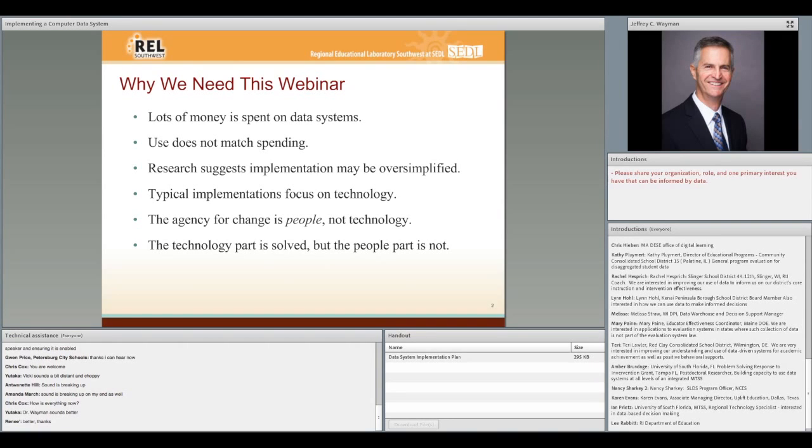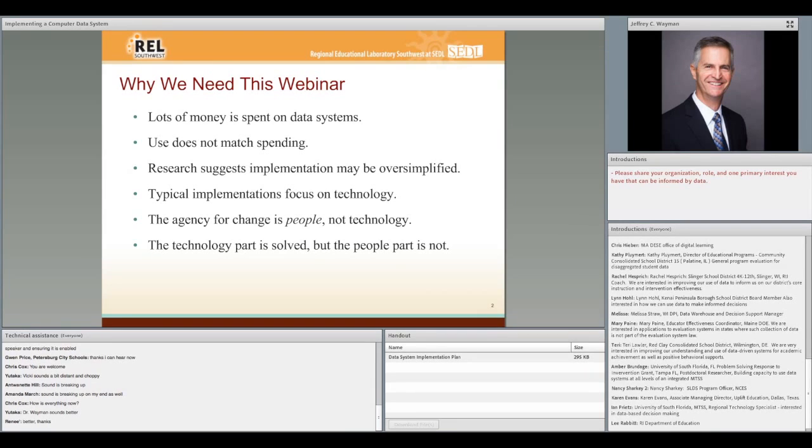Don't get me wrong, I think data systems are a lot of bang for the buck, but if they go unused, or if they only get used occasionally, they're an expensive tool. So we've started looking into why this may be, and our own research and that in ed tech suggests that the implementation practices may be oversimplified.